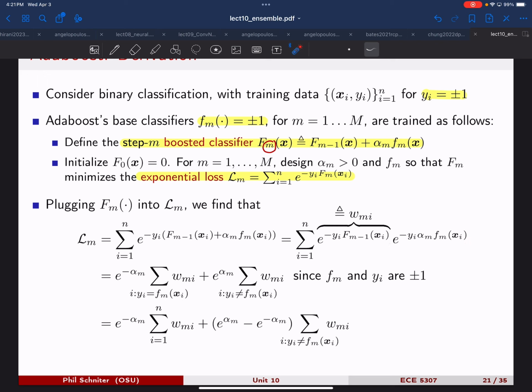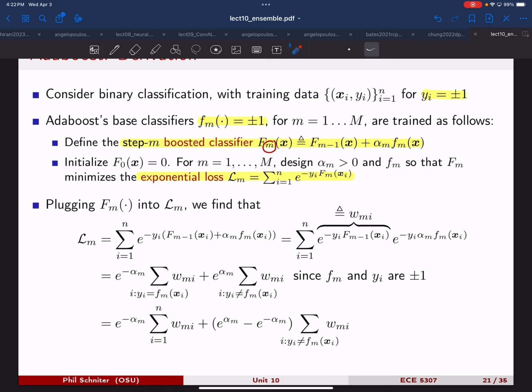Okay, so what we can do is split the sum into the i for which the label agrees with the predictor output, and in that case, this thing reduces to e to the minus alpha m. So we can just pull that out of the sum because the sum is over i. The only thing left in the sum then is this wmi. Then we have the rest of the samples, where the label did not match the predictor output. And in that case, this quantity becomes e to the positive alpha m. And we can pull that out of the sum because it doesn't depend on i, and then we just have the sum over the rest of the weights.